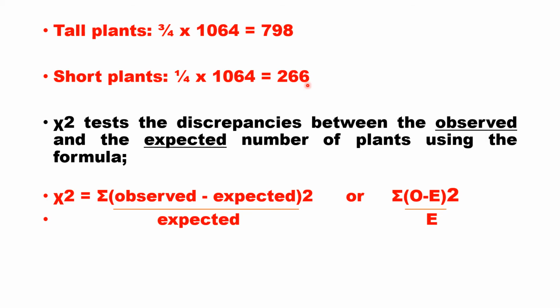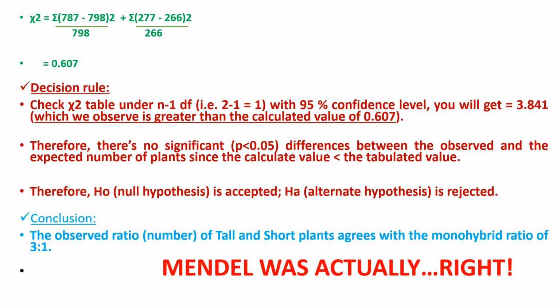266. Now, in chi-square, we test the discrepancy between what we observed versus what is the expected number of plants. And this is done using the formula chi-square is equal to the observed minus the expected squared divided by the expected. This is a short form of writing the same formula. So if we do that and we run the test, we will get a value of 0.607.